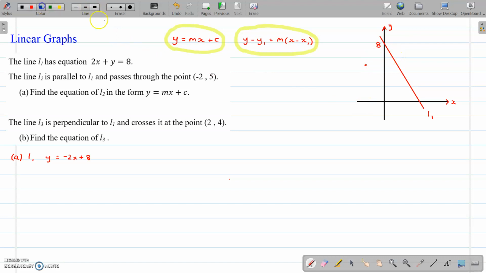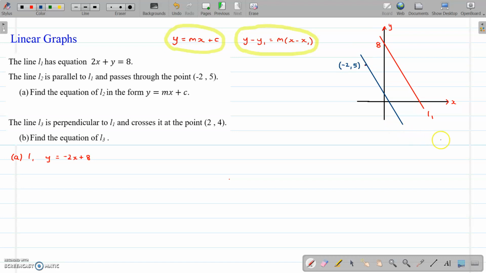We'll put that in a different color, and this is going to be L2, and it's going to be roughly like this. Same gradient as that one, parallel to it, doing something like that. This point here is the point negative 2, 5. So we're just having a visual representation of what's going on.